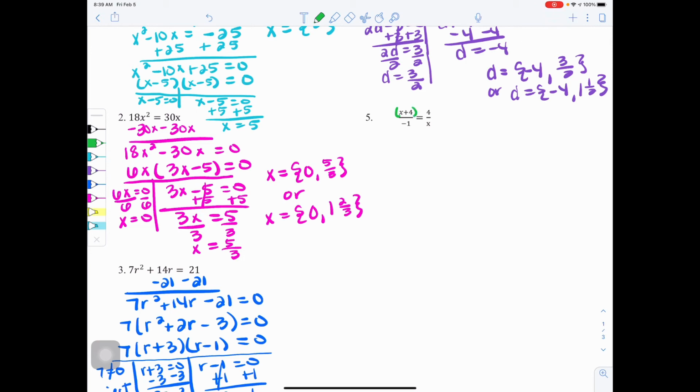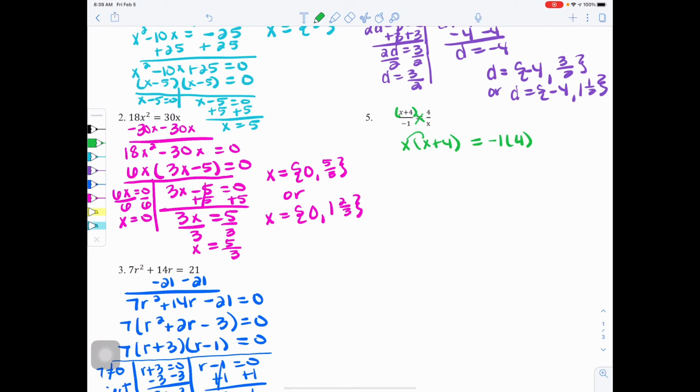We want to make sure we remember that that was a binomial and they should be kept together. And now we are going to cross multiply because this is a proportion since we have 2 fractions equal to each other. So we have x times x plus 4 equals -1 times 4. Now, you can put the x times x plus 4 on either side. Same thing with the -1 and the 4, doesn't matter.